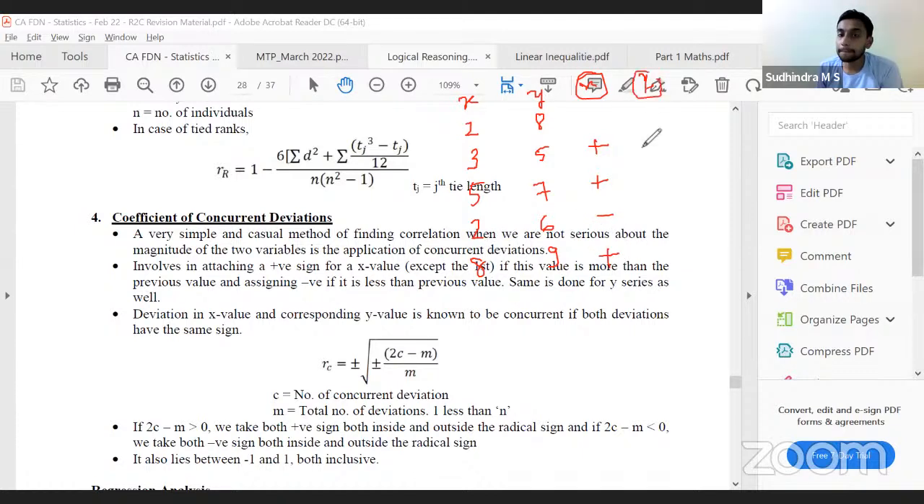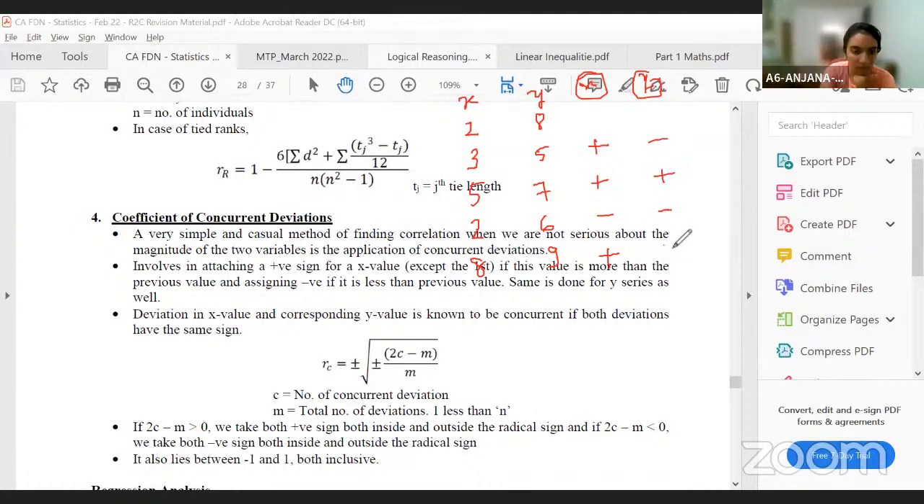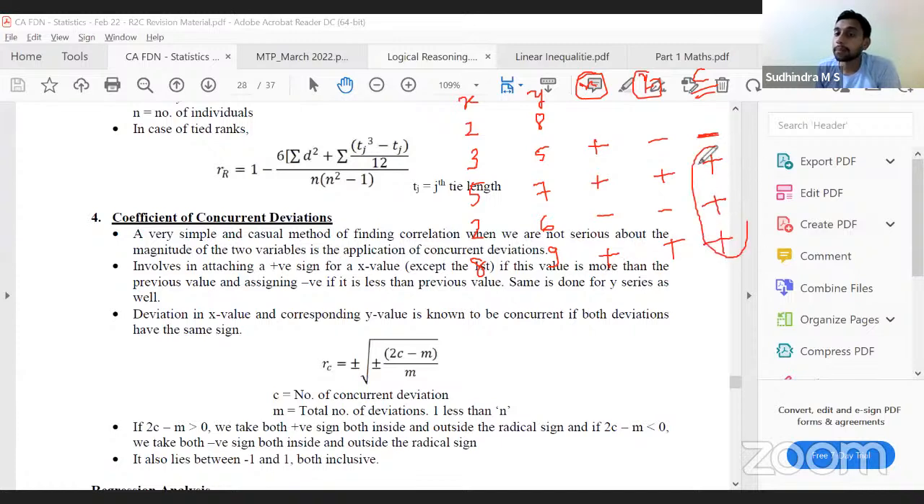Similarly for y: minus, correct, plus, plus. Then we calculate the common sign, that is the concurrent deviation. We call it C. Plus into minus, since they are of different signs, we go with negative. Plus into plus is plus, minus into minus is plus, plus into plus is plus. So all plus signs, we call it concurrent deviation.